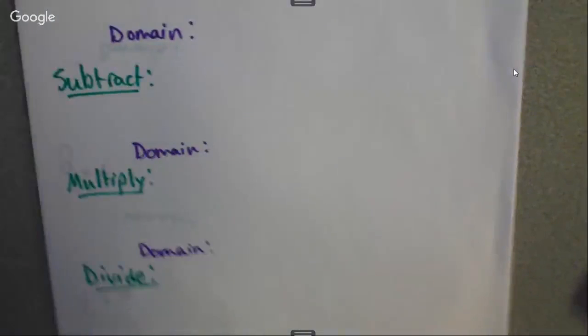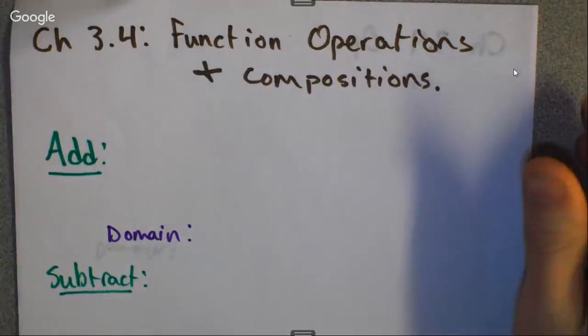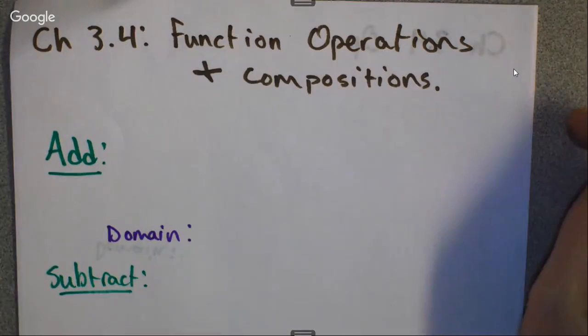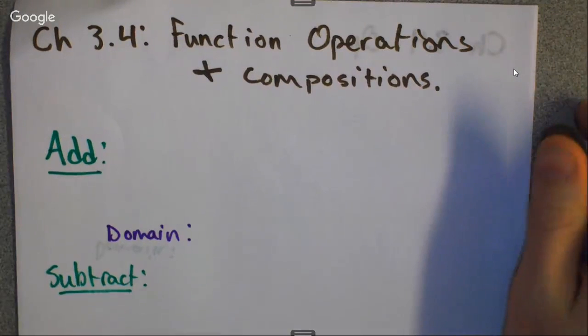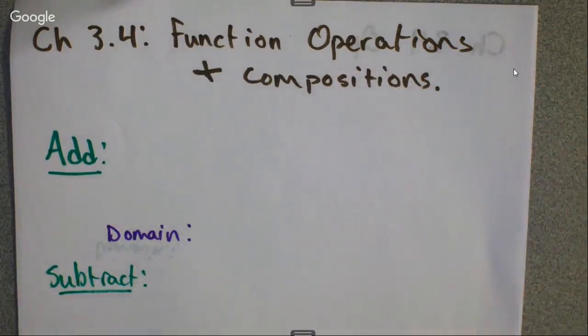Today we're going to talk about chapter 3.4, which is on function operations and compositions. So this will be another section which is fairly easy compared to the transformation section that we just got finished doing. Okay, so let's start with function operations.